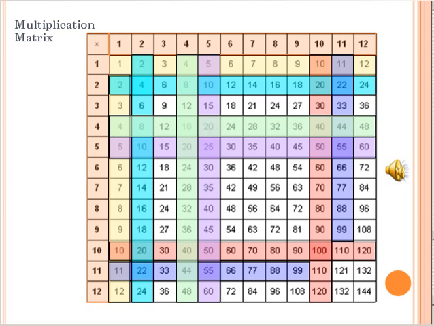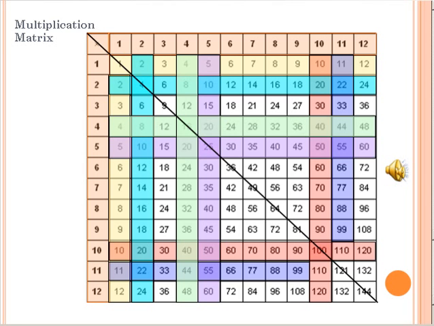This black line cutting diagonal through the matrix is here to show kids that the two sides are a mirror image. If you can find 4 times 8 on one side, you can also find 8 times 4 on the other side, which means you don't need to learn both of those facts as if they're separate.